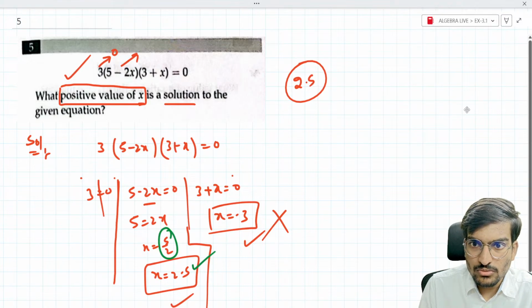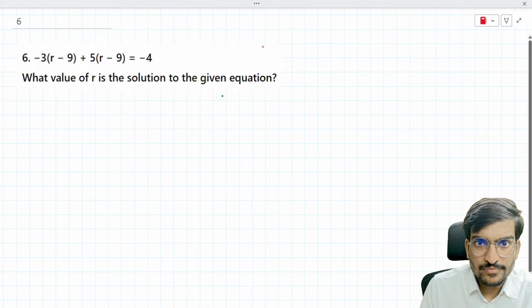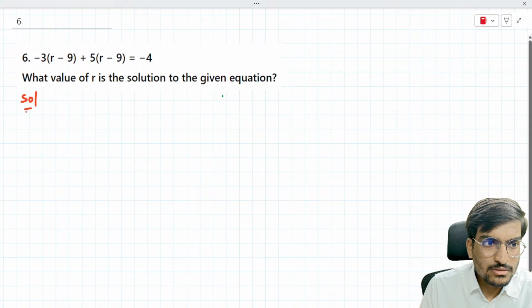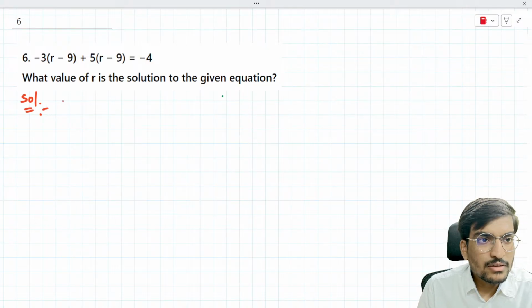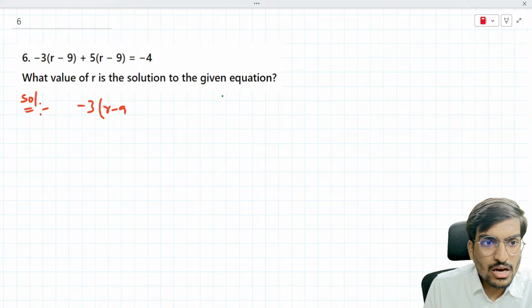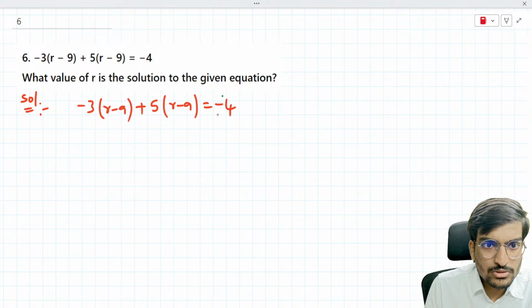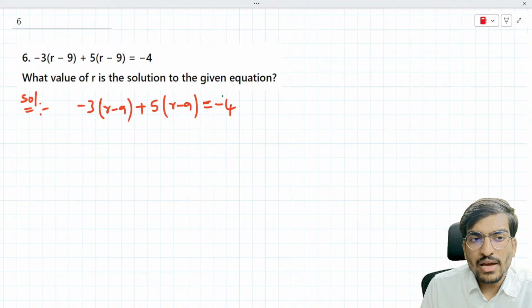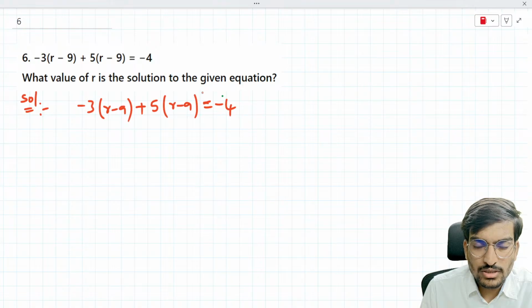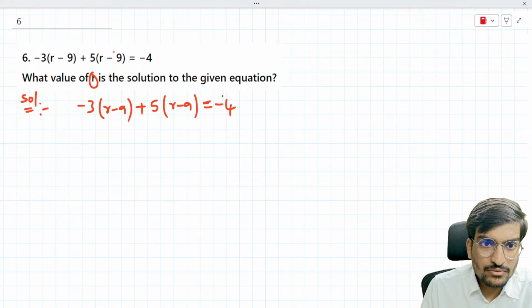So let's go for this. Negative 3 times (r minus 9) plus 5 times (r minus 9) equals negative 4. So what value of r is the solution to the given equation? So we have to find the value of r. Don't try to expand, just check properly.